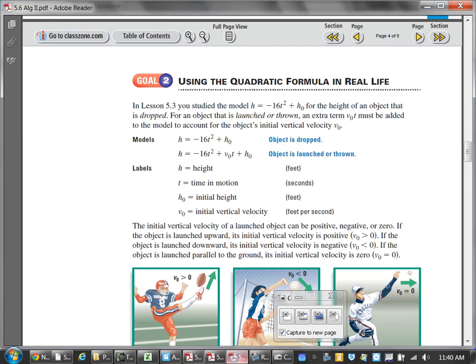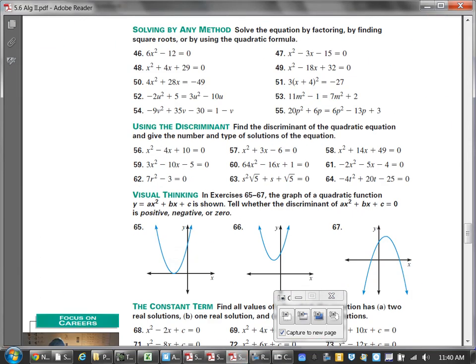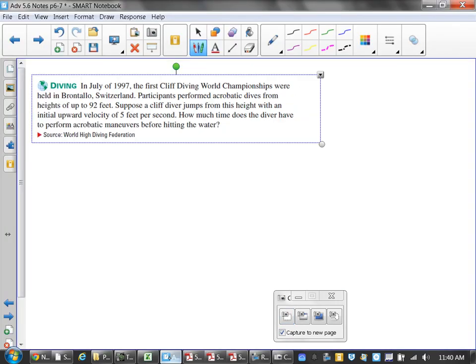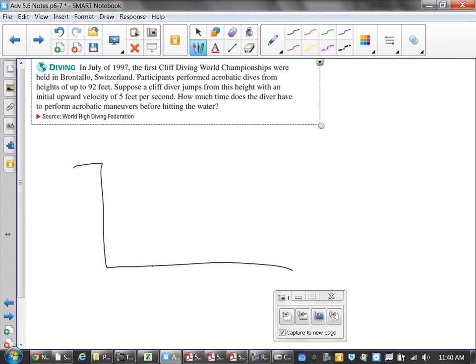So in the model that you guys had here with 75, first thing you want to look at is, well, what's he doing? Cliff diving. Well, there's a cliff, and there's water. Right? He's jumping up and out, and he lands in the water. He's starting at the initial height of 92 feet. He has an upward velocity. He jumps up and out at 5 feet per second.